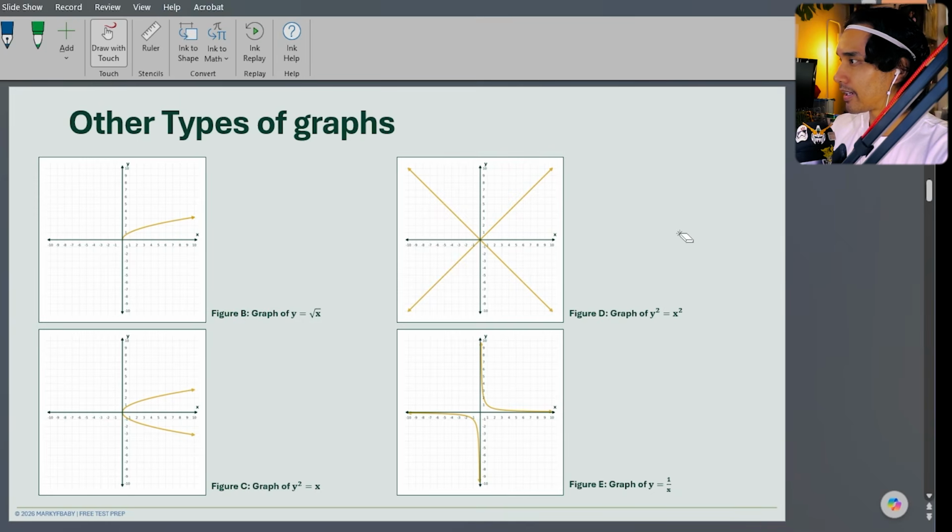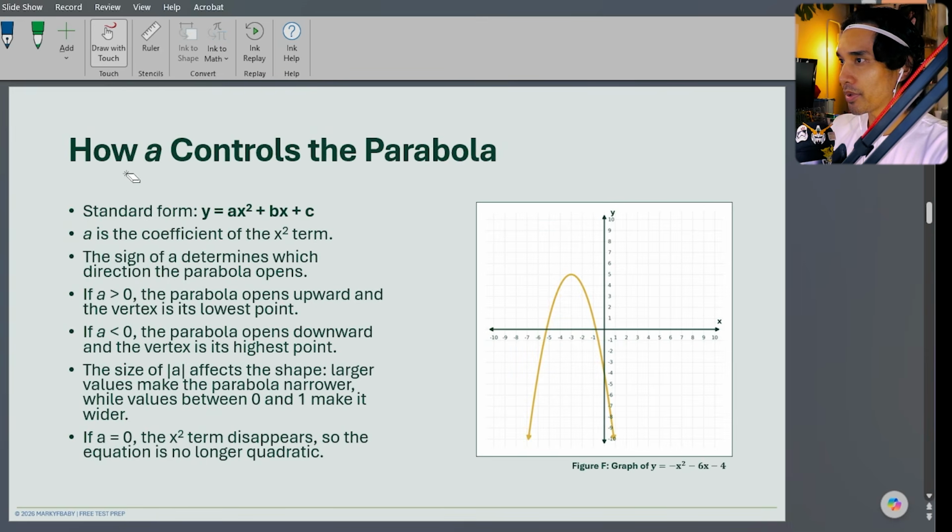So let's go ahead and break down y is equal to ax squared plus bx plus c, starting with a, how a controls the parabola. Using standard form, y is equal to ax squared plus bx plus c, a is the coefficient of the x squared term. The sign of a determines which direction the parabola opens. And this is what I mean.